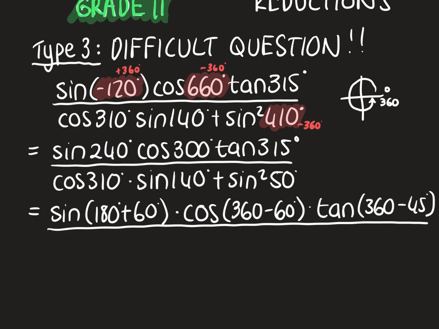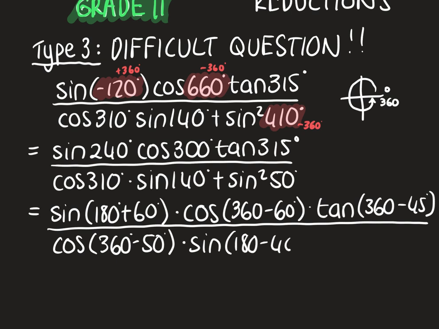All over cos of 310. Cos of 310 is in the fourth quadrant, so it's going to be 360 minus 50. And we've got sine of 140, in the second quadrant, so that's going to be 180 minus 40. And then the last one, remember, we didn't have to reduce because it was already an acute angle. Fantastic. Now we can go ahead and reduce them.